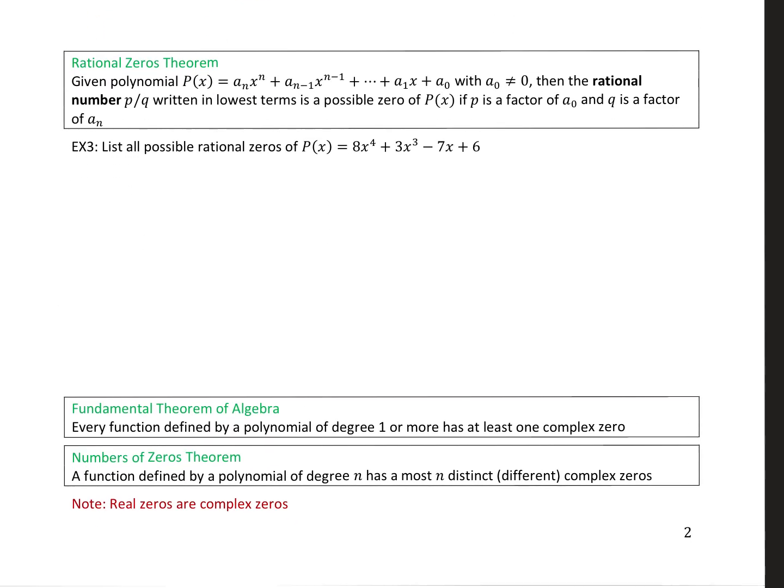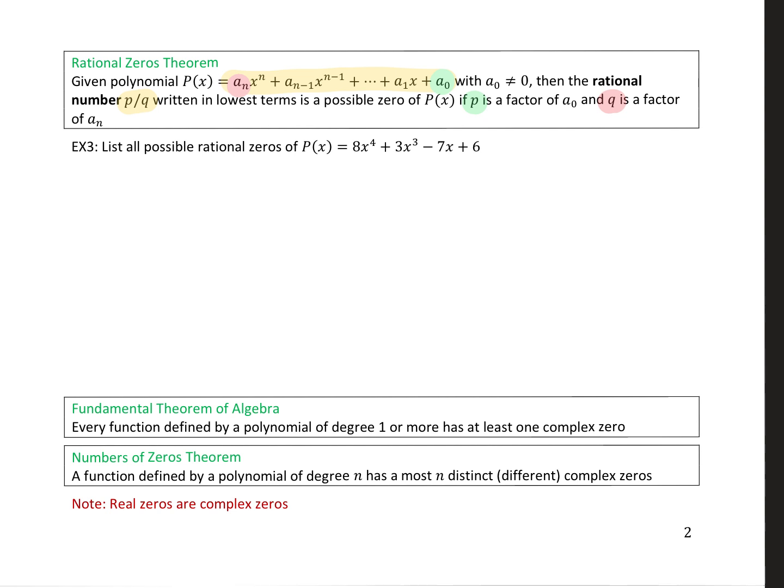So moving on, the rational zeros theorem. So if we have a polynomial p of x and it equals, and we have again that just generic way of writing out our polynomial, then the rational number p divided by q, written in lowest terms, is a possible zero. So again, a possible x-intercept, where p is a factor of a sub zero and q is a factor of a sub n.